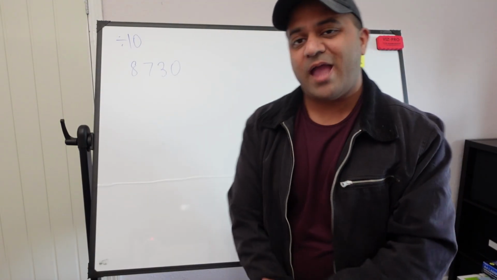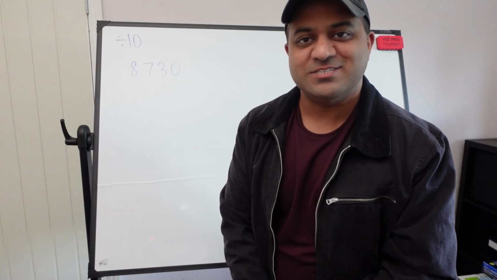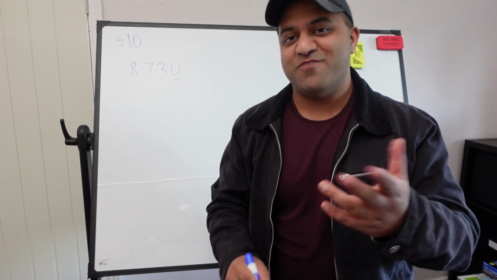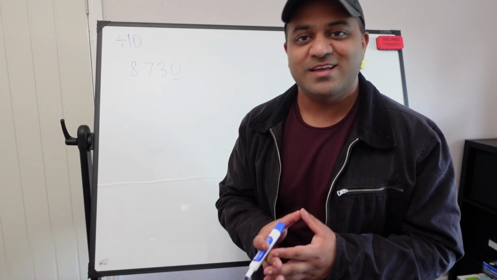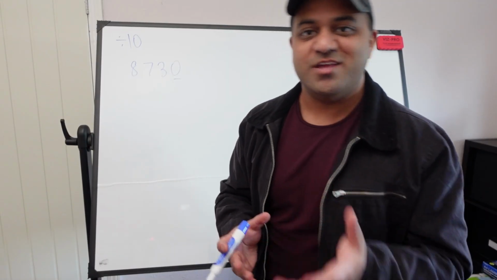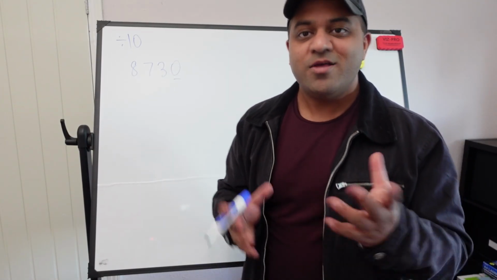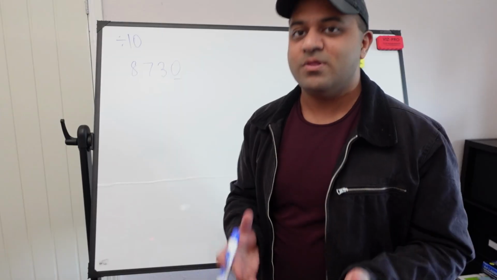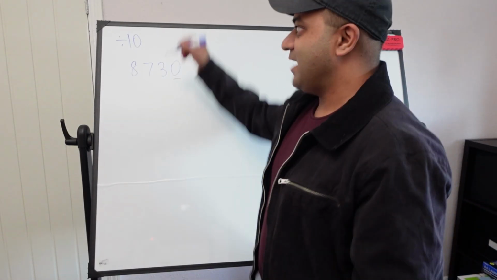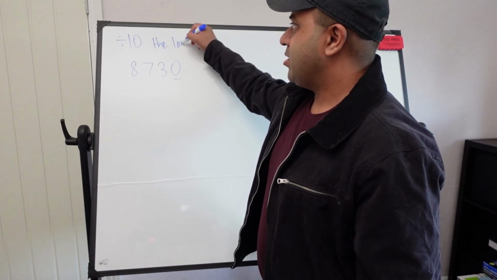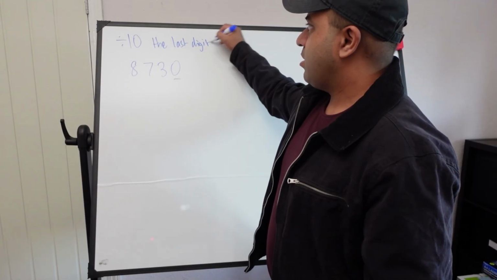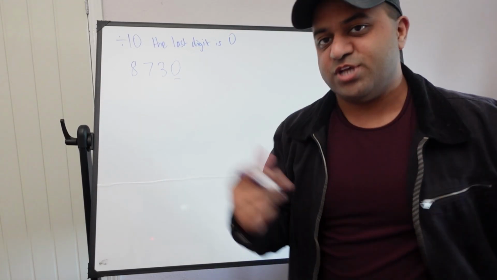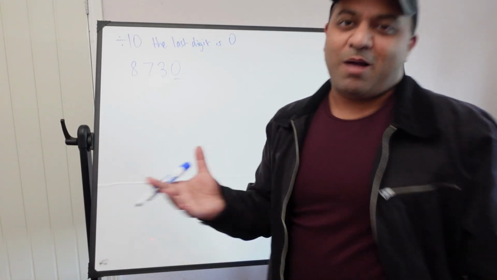Here's an example, 8,730. All we have to do is check the last digit. Now, I'm sure many of you already know this. If you look at the 10 times table, 10, 20, 30, 40, and so on, the last digit is always a 0. And that's all we're going to write down. The last digit is 0.